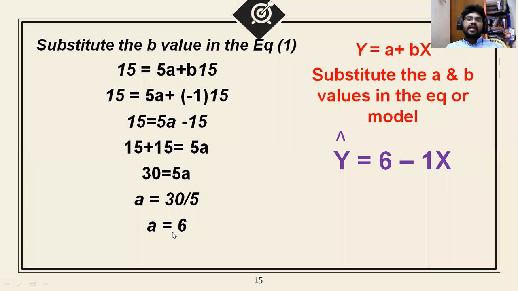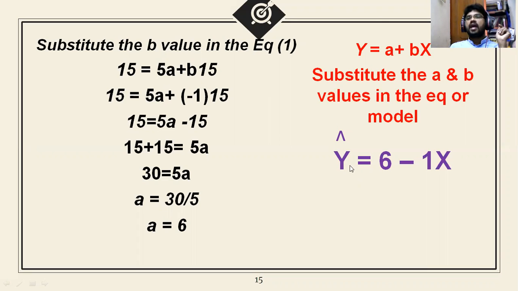So after getting the a and b values, a is equal to 6, b is equal to minus 1. Right? Earlier we wrote the equation y is equal to a plus bx. Then substitute the a and b values in the equation or model. When you estimate the a and b values, that is the estimated value, y cap, or sometimes they pronounce it y hat. Don't confuse y cap or y hat, h-a-t.